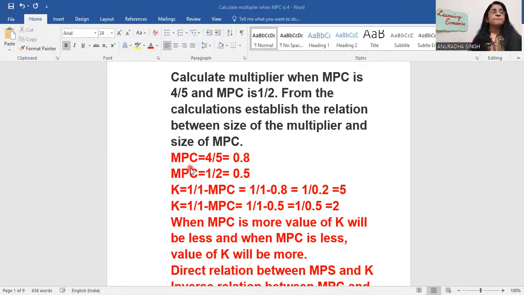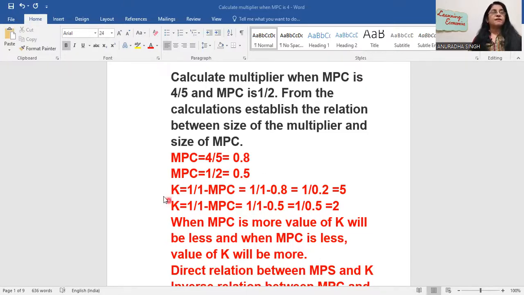Now see, the first MPC we were given was 4 upon 5, and we have calculated its value. It is 0.8. You can divide it and find it. Then the second MPC is given as 1 upon 2, which is 0.5. We have calculated its value.